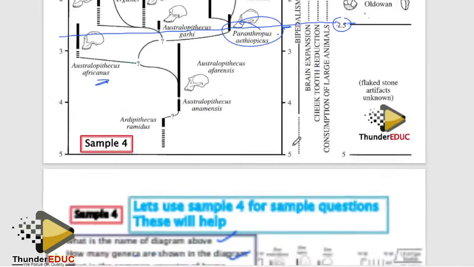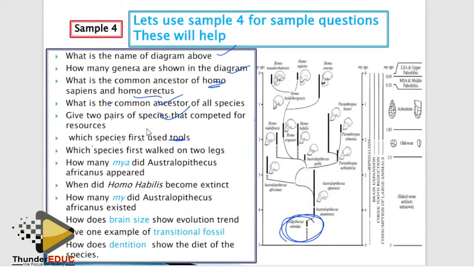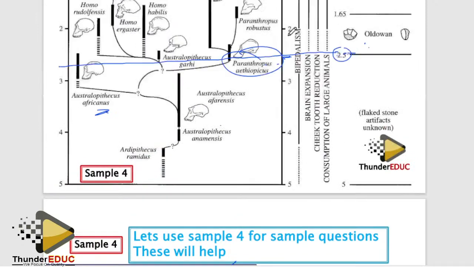Then they are asking another question. Species to walk on 2 limbs. The species to walk on 2 limbs is Homo erectus. But if they give you a diagram, you have to look at it. Bipedalism is here. So the species which first walked on 2 limbs is Australopithecus anamensis. So Australopithecus anamensis is the one which first used the 2 limbs.